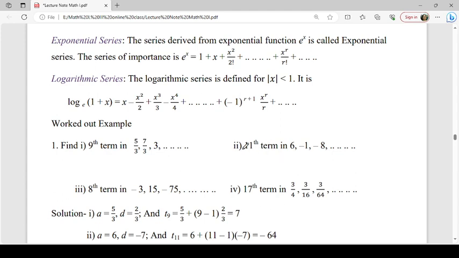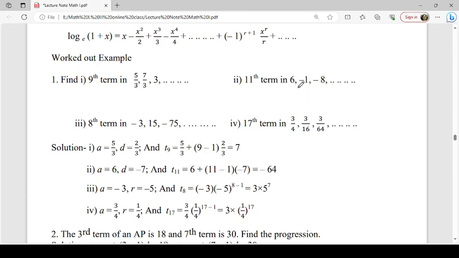And this one is the 11th term. This is minus 1 minus 6, it is minus 7, minus 8 minus (minus 1), it is minus 7. So it is an AP. So a is 6 here, d is minus 7. So T11 is minus 64.